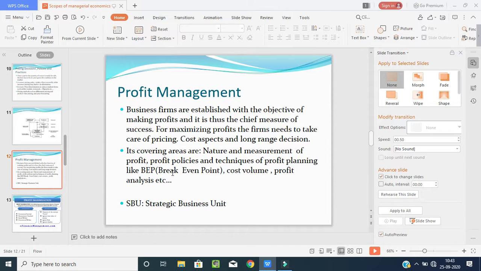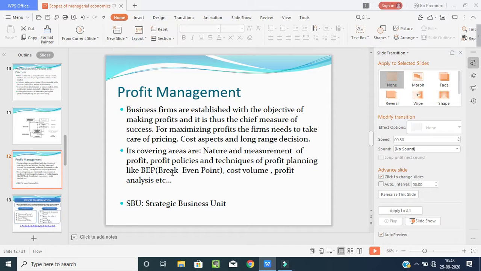Cost aspects and long-range decisions should also be taken into account. Why are business people doing all this? To gain some profit. So to gain profits, they have to add all their expenditures, and they have to gain some profit with the same manufacturing unit itself.